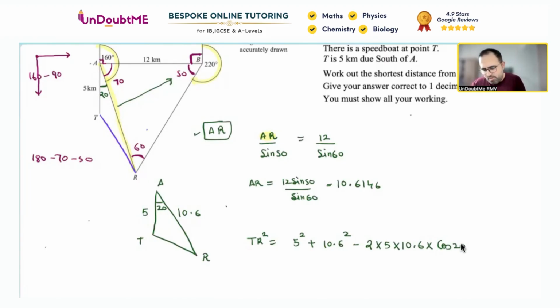So on solving, it will be 25 plus 10.6 square minus 2 times 5 times 10.6 times cos 20, and TR comes out to be 6.14. Up to one decimal place, I can write it down as 6.1 kilometers. Ideally the distance is perpendicular distance when we talk about shortest distance, but in this case, we are assuming that this rowing boat is here only. So we are just getting the length of TR. This is the process we have to follow.